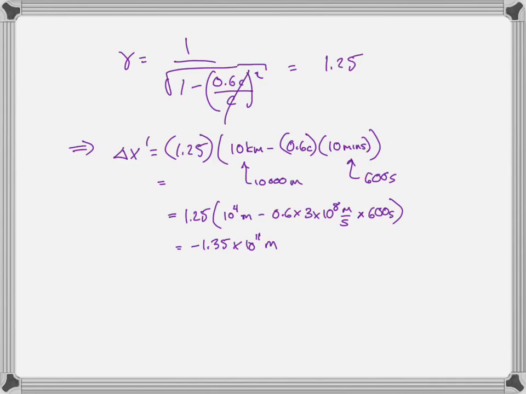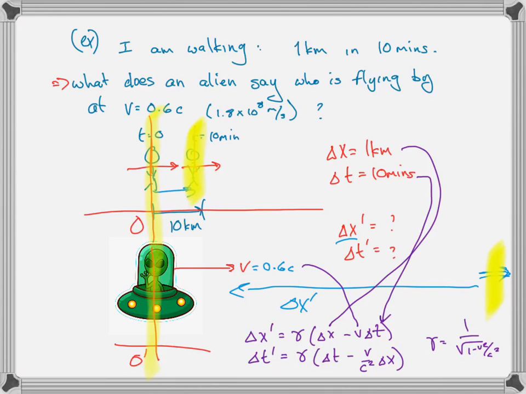Okay, and delta t prime is gamma, 1.25, times delta t. Let's write it in seconds: 600 seconds, minus v over c squared, 0.6 c over c squared, times delta x, which is 10 to the 4th meters. Sorry, I keep making these little tiny mistakes. I can't walk 10 kilometers in 10 minutes. I can walk 1 kilometer in 10 minutes, which is what I had said originally, but then I changed it to 10 kilometers. For the sake of the calculation, it doesn't matter.